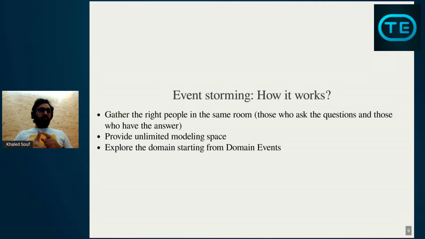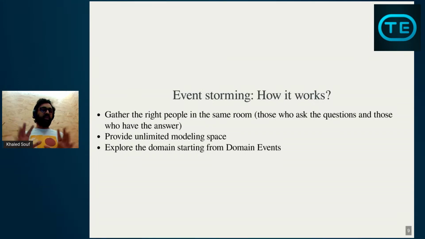So you need these people. You need an unlimited modeling space, so some place that you can model that. And you start by exploring domain events. What we call domain events is something that happened in the past, like in the past sentence, and then you're gonna put these stickers in order of the timeline.